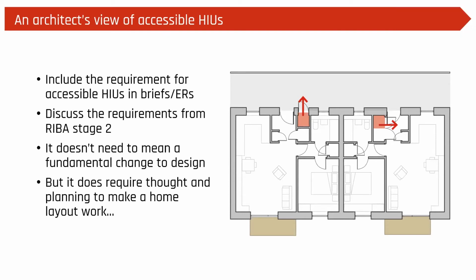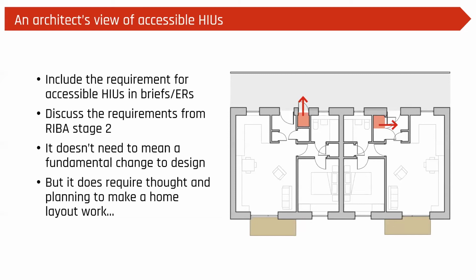Yeah, thank you. From an architect's view, it's possible to include externally accessed HIUs, and we try and encourage it on our projects at Levitt Bernstein, because we know the benefits that can be had. Some of the key things we look for is whether it is included in the client's brief or their ERs, because that's a really helpful point for us to start from. If we can see it in briefs and ERs, then we can, from that really early stage, be thinking about it. Then leading on from that is discussing the need to access externally from RIBA stage 2.